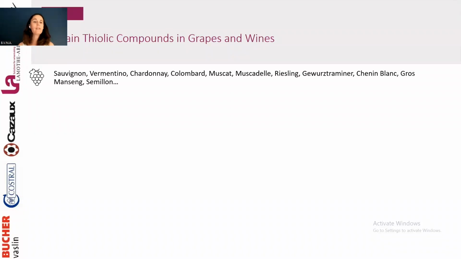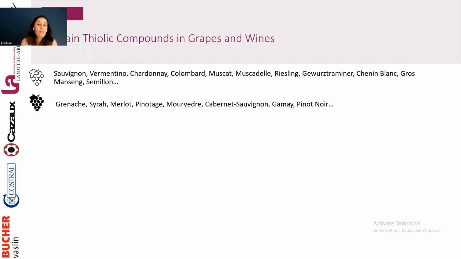But if we talk varieties in white wine, thiolic compounds in white wine are mostly in Sauvignon Blanc, Vermentino, Chardonnay, Colombard, Muscat. There is some in Riesling, there is some in Chenin Blanc. There are many varieties that are rich in thiolic compounds, as you can see here.